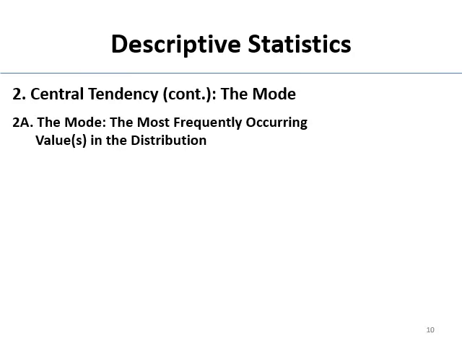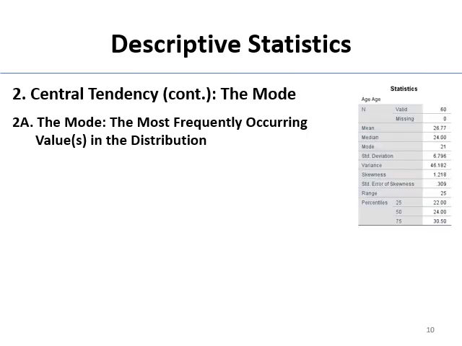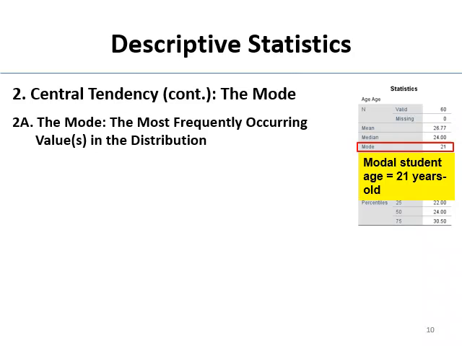So let's talk about the mode. The mode is just the most frequently occurring value in a distribution. So here is for the ages in my class. You can find the mode. It's 21. 21 was the most frequently occurring age in my intro to stats class. So you would say that, formally, the modal student age was 21 years old.